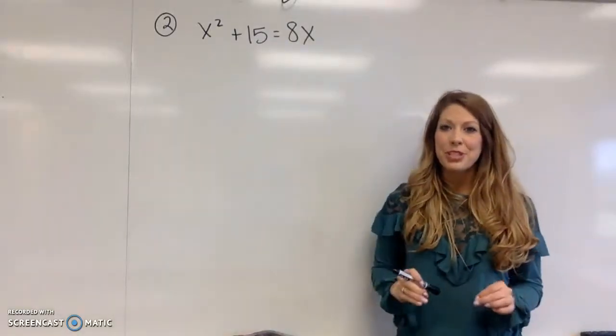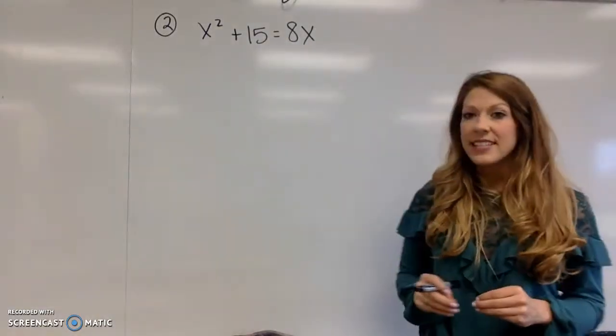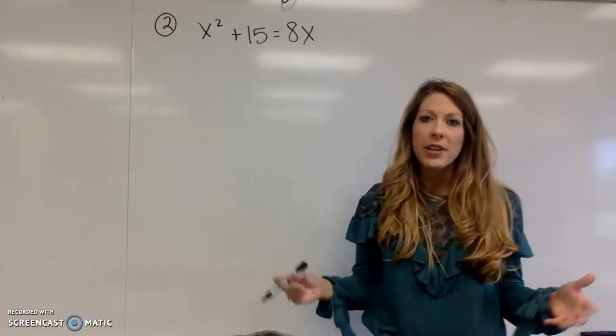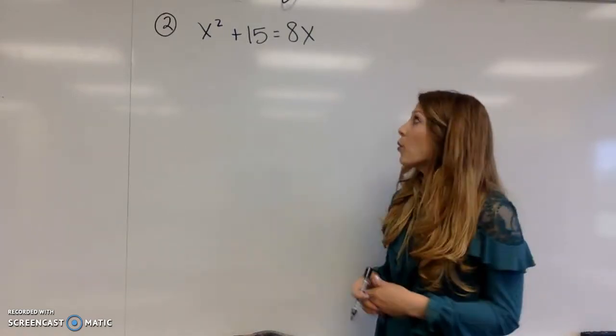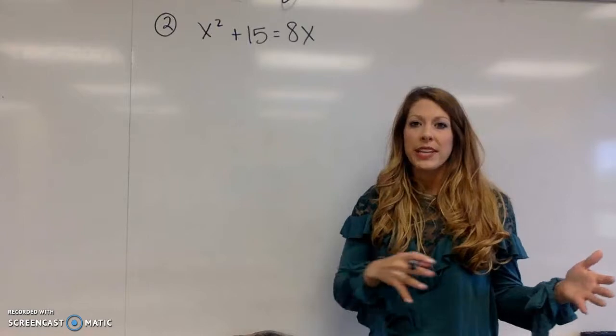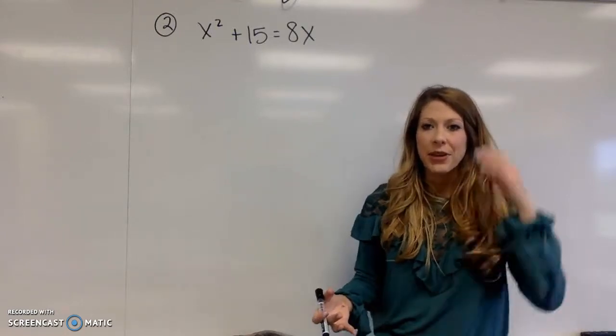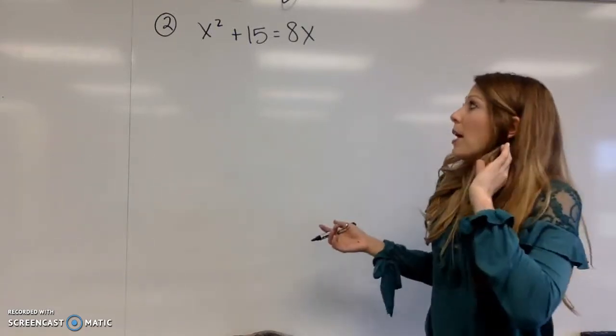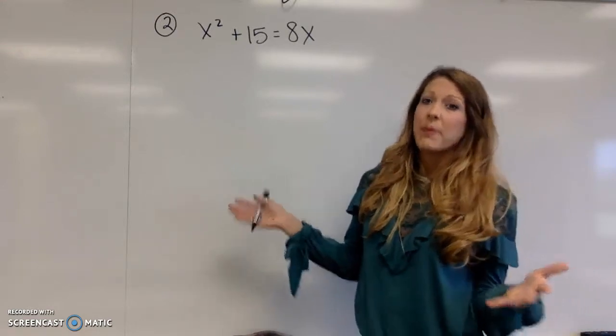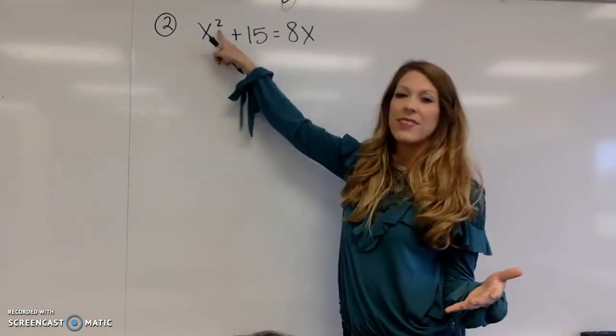Okay, example number 2. So what's different about this example is our quadratic equation doesn't equal 0. We know we need it to equal to 0 before we can either solve by factoring or solve by using the quadratic formula. And also we know it's a quadratic because our biggest degree, we have an exponent of 2 right there.